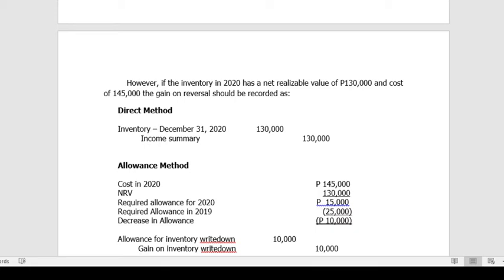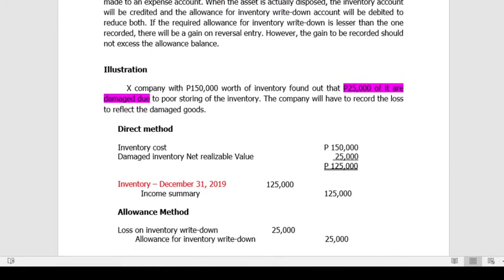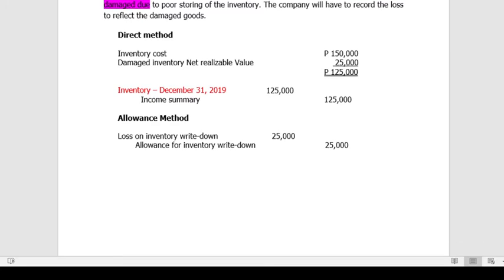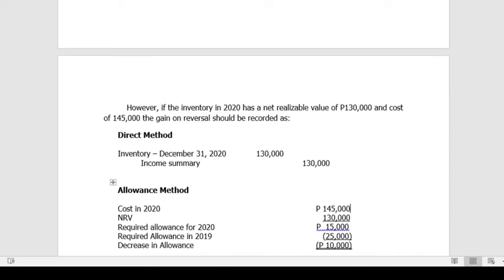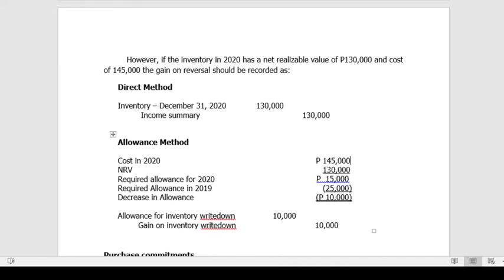Under the allowance method, what is the effect? The cost in 2020, 145,000. Bakit 145? Let's take a look. 150,000. Cost in 2020, 145,000. Okay, because this is given. The cost of 145,000. The gain on reversal. Okay, the cost is 145,000. The NRV is 130,000. So required allowance for 2020 is 15,000.